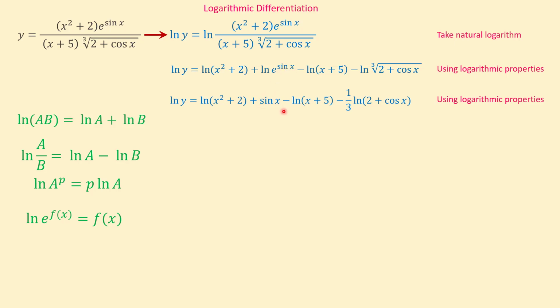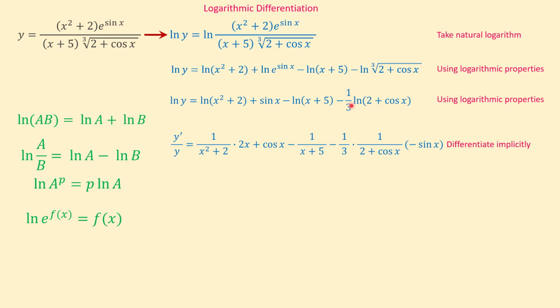Now we have to take the derivative of both sides of the equation. Derivative of ln of y is 1 over y times y prime. Or we can say y prime over y. Note that 1 over y times y prime can be written as y prime over y. Derivative of ln of (x² + 2) is 1 over (x² + 2) times derivative of inside, which is 2x. Plus derivative of sine of x is cosine of x minus ln of (x + 5). Derivative of ln of (x + 5) is 1 over (x + 5) times derivative of inside, but derivative of inside is 1. So we don't need to multiply this by 1.